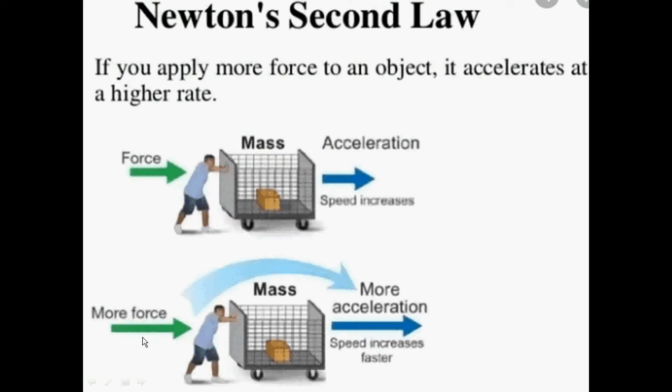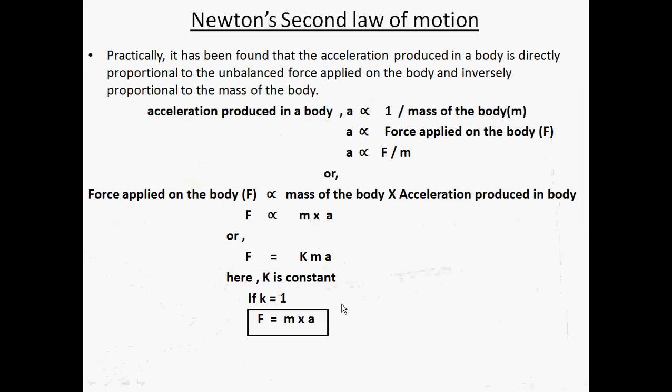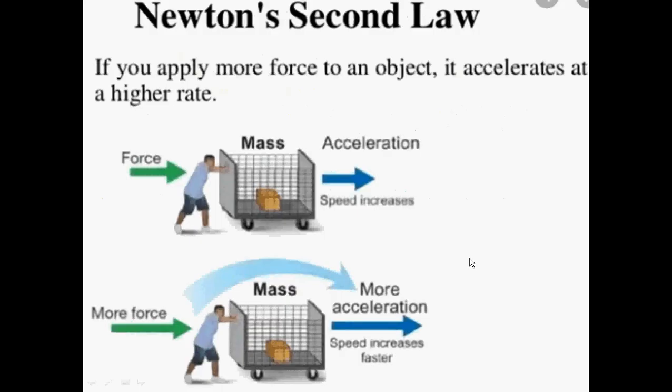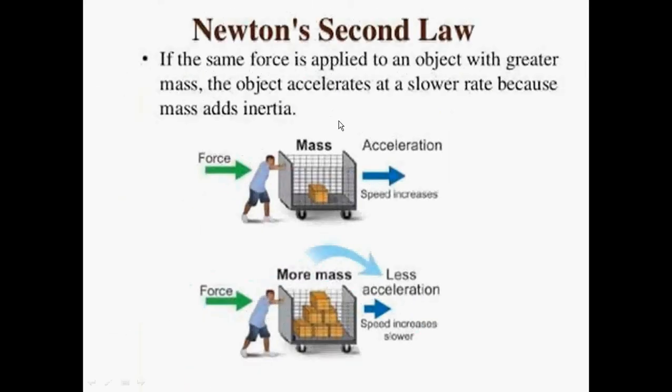In this similar case, when we apply more force with similar mass, a greater amount of acceleration is produced in the body. That means the speed increases faster. So from this we can understand that acceleration is directly proportional to the force applied on the body. That means if you apply a force on the body, acceleration will be produced. If the force changes, acceleration will change, and if acceleration changes, the force is also changing.